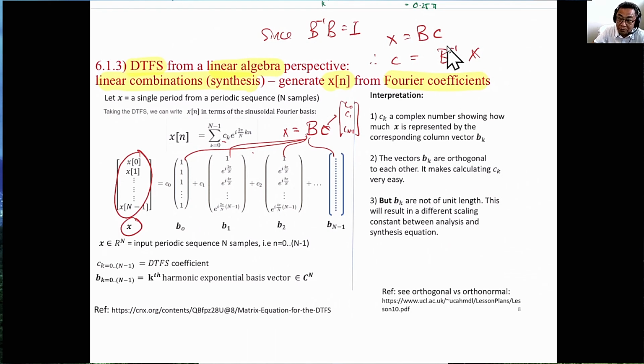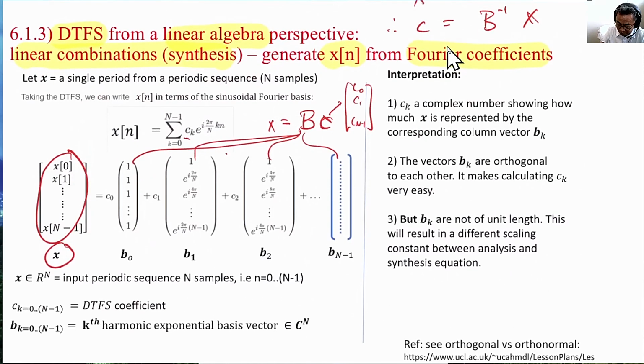So Fourier analysis from this perspective is a change of basis.